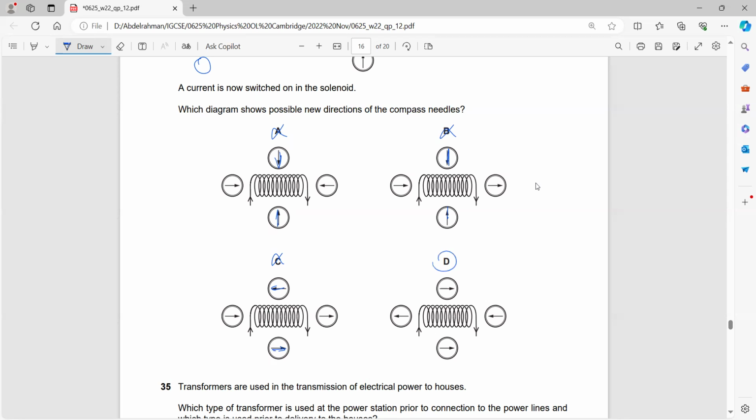It will only be D. Okay, it will definitely be D. In this case, the magnet: this is the North Pole and this is the South Pole. Why? Because the North is attracted to the South Pole again, and the magnetic field lines are facing this way.